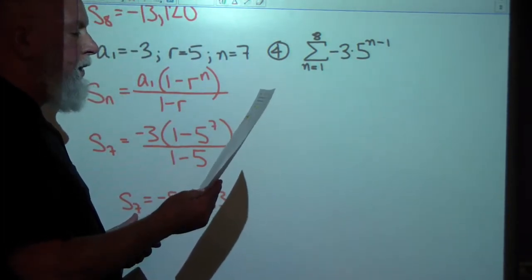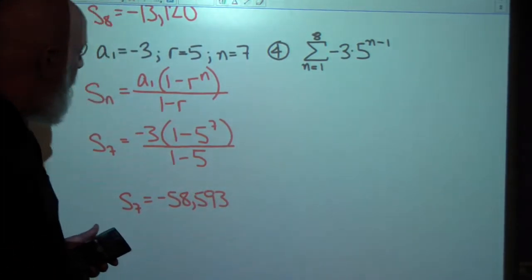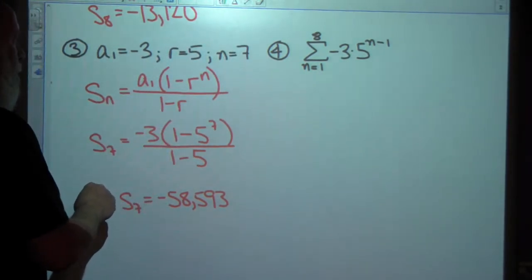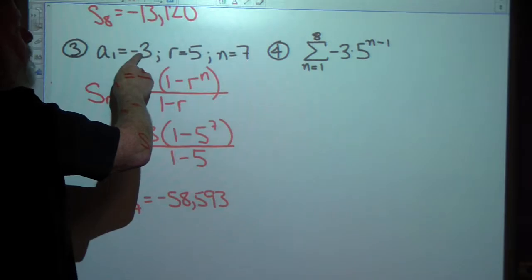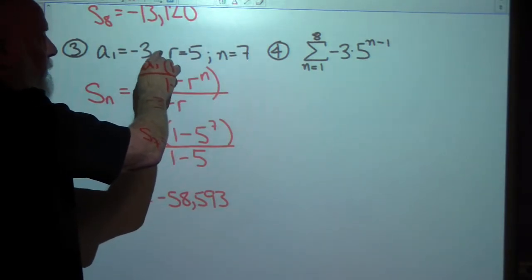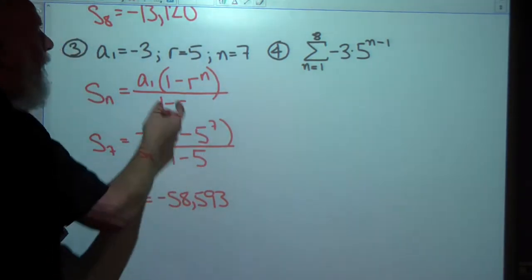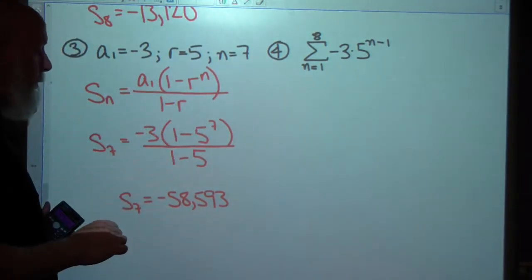Negative 58,593, yay! So that's the sum of this described geometric series. The first term is negative 3, and you would multiply that by 5 and get the next term, then multiply that by 5 and keep multiplying by 5, and eventually you'd have 7 terms. This will add up all 7 terms, okay?